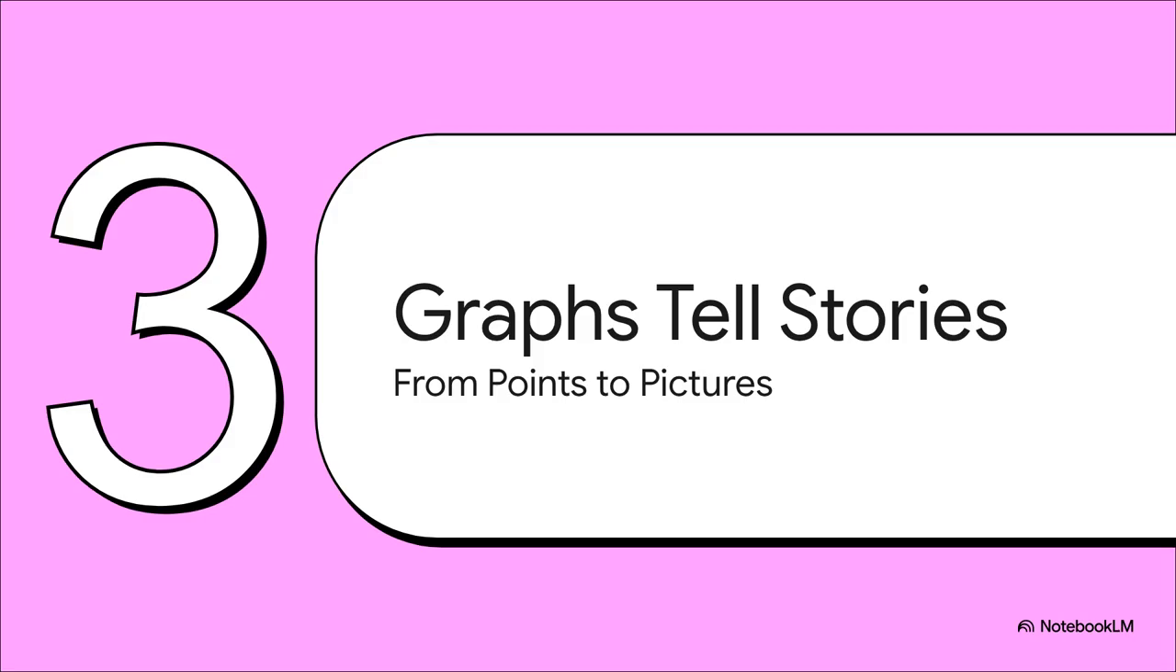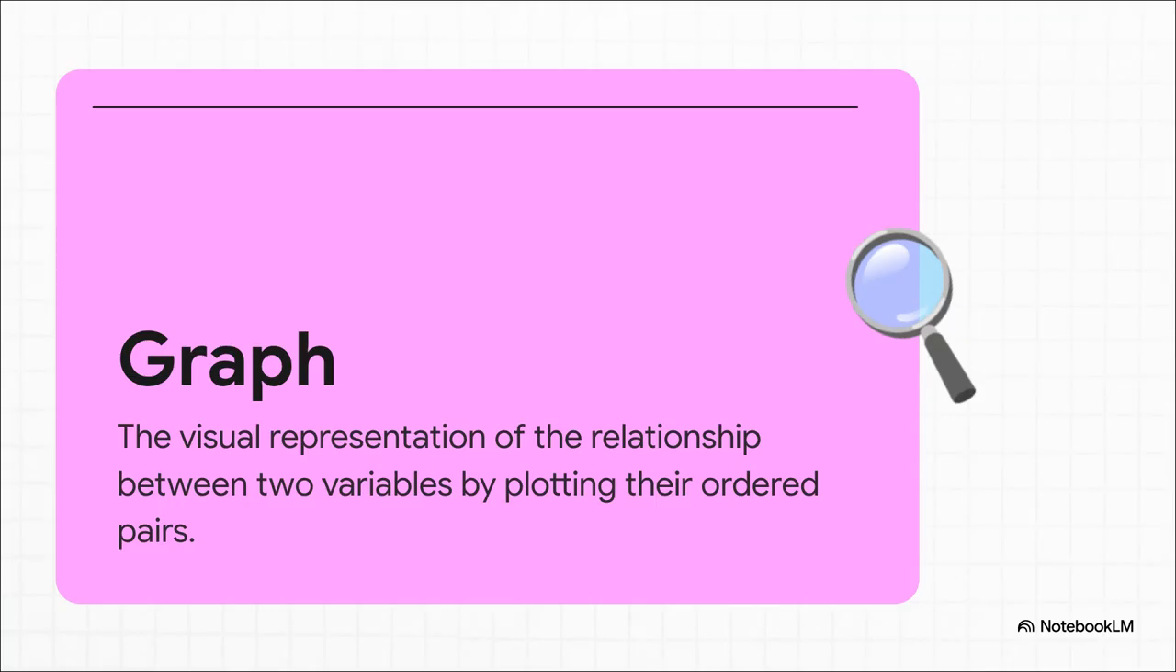This is where we go from static points to dynamic stories. And that's really all a graph is. It's a picture of a relationship. When you plot all the points that connect two changing things, two variables, you get a shape. And that shape, whether it's a line or a curve, tells a story.